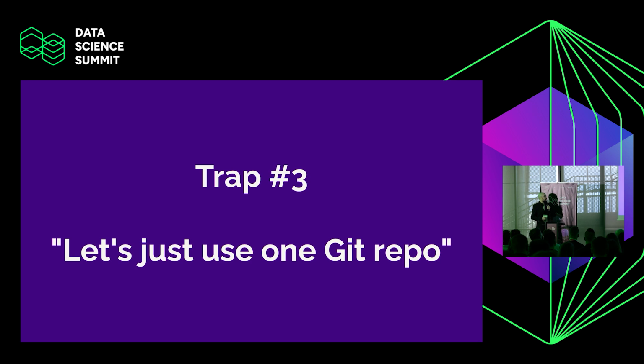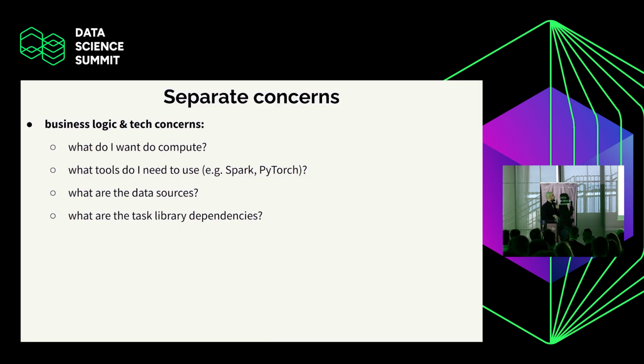Okay, so trap number 3 is actually maybe not a trap, but a very important consideration of how you should set up your Git structure when using orchestrators. Because we have very separate concerns from programmers and from orchestration infrastructure DevOps perspective. Business and programmers care about doing the work, right? We want to train our machine learning models. We want to use some tools. We need to choose some data sources, connect to them. So we have higher level, more business-oriented questions to ask.